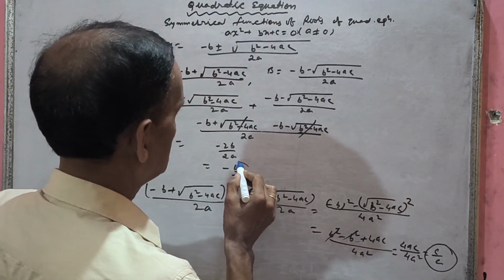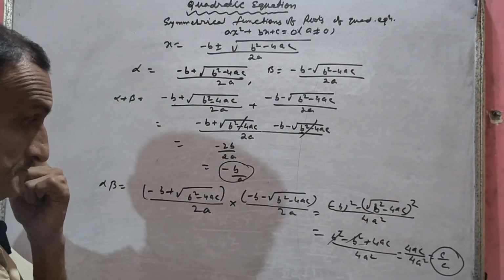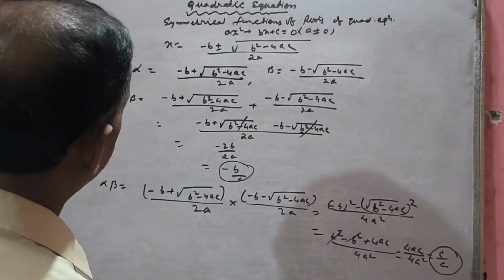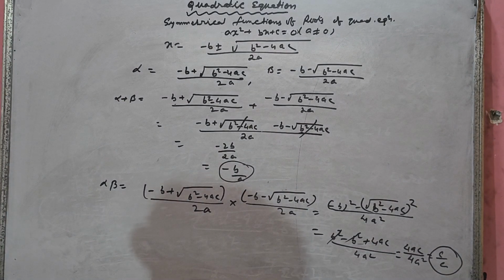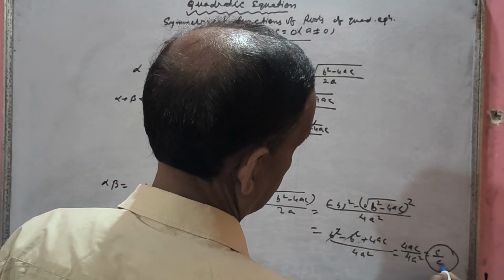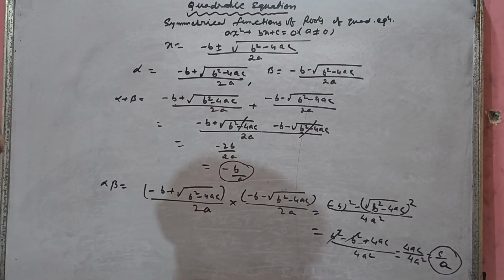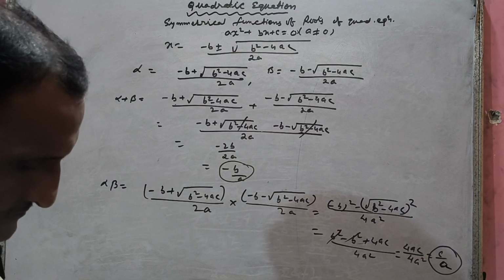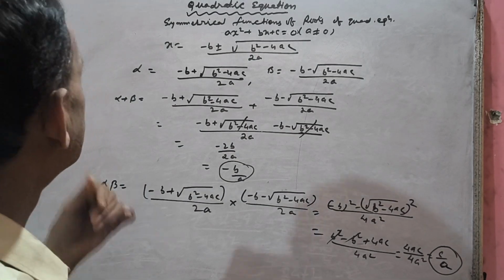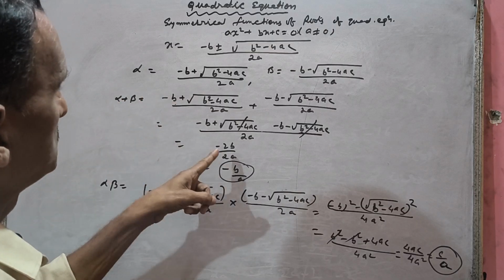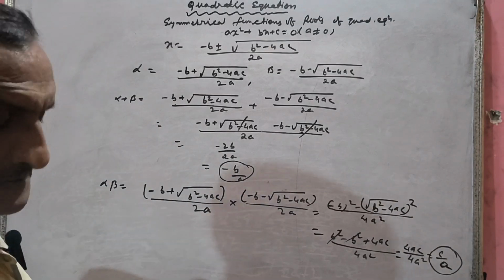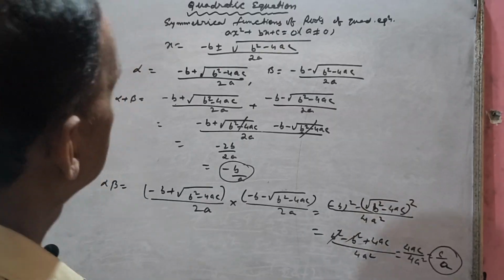These are two important relations. We have discovered that the sum of roots of a quadratic equation is minus b by a and the product is c by a. Understood? This is the sum of roots, minus b by a, and the product of roots, c by a.